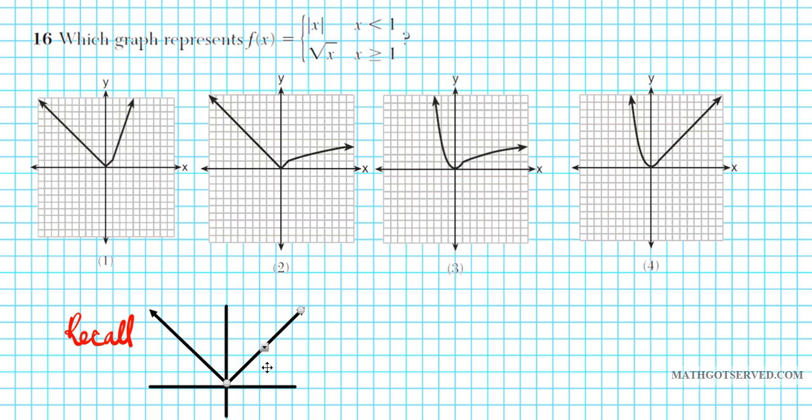Now, what does a radical function look like? So this is y equals absolute value of x. The radical function just curves to the right, starting from 0. So it looks something like this. Let's put this in blue. Like that. Okay?